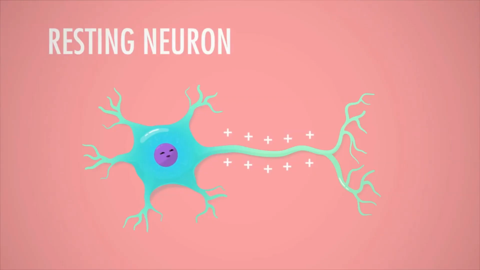Okay, now that we got electricity 101 down, let's see how it works inside your nervous system. A resting neuron is like a battery just sitting in that sack that is you.